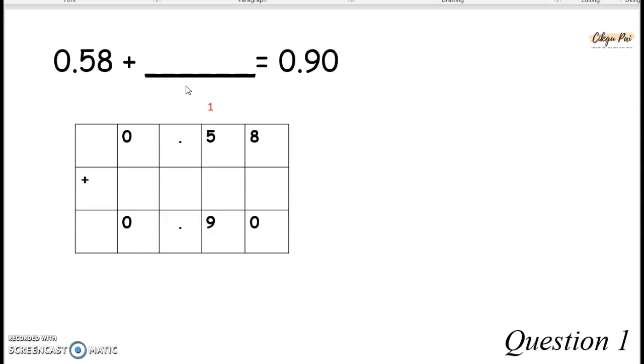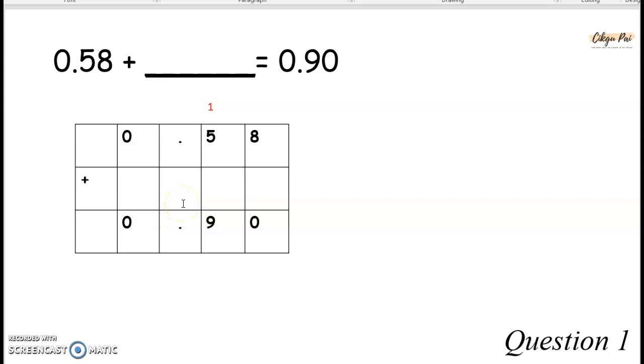So the easiest step is for you to do it in a vertical form. That means dalam bentuk lazim. What you need to do is write the values in a vertical form. Make sure the points are in the same line. Okay, so copy back the question.